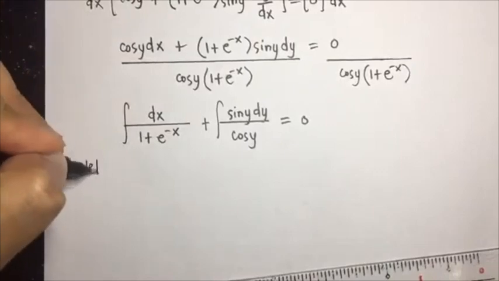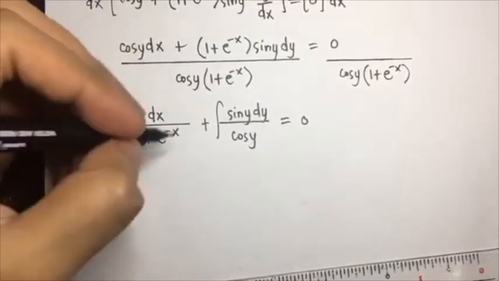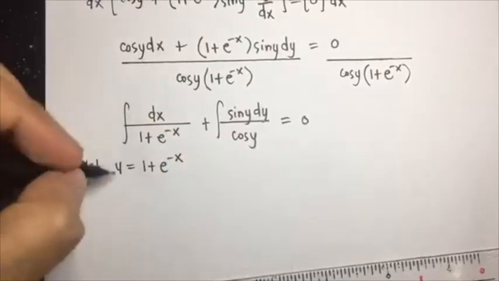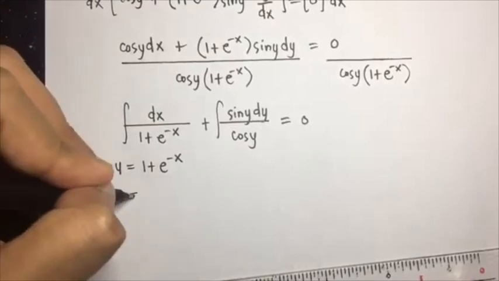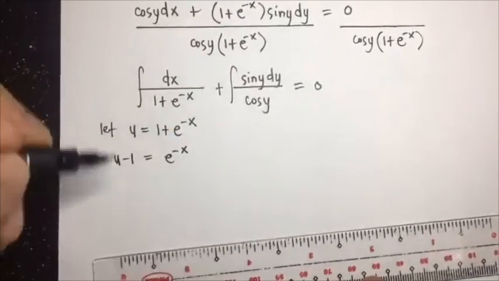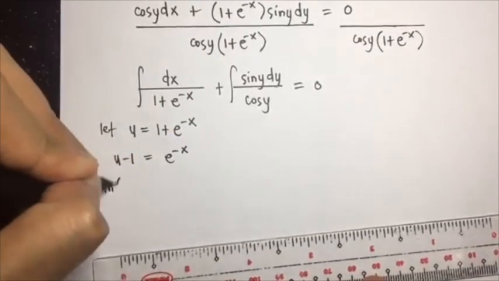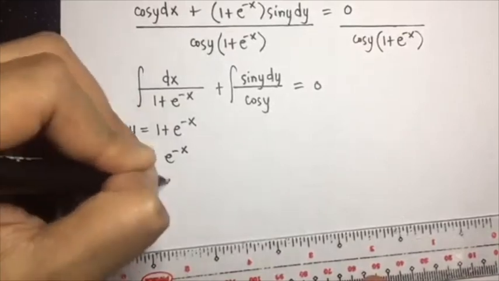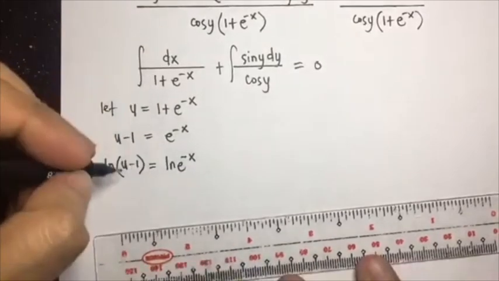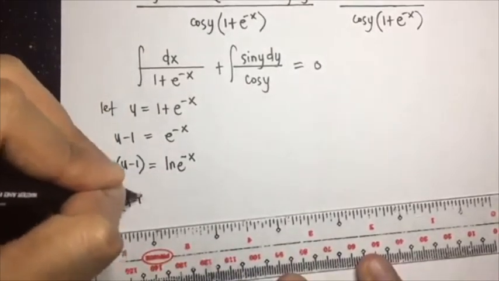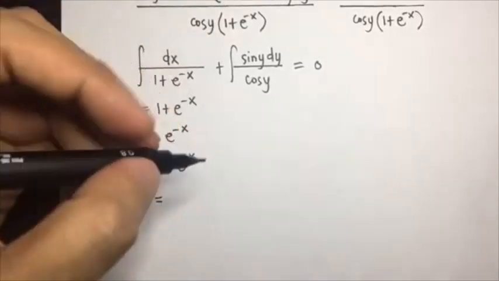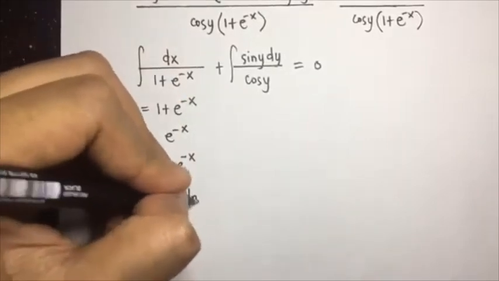So let u is equal to 1 plus e to the negative x. Transposing on the other side, we will have u minus 1 is equal to e to the negative x. And then taking the natural logarithm of both sides, we will have ln of u minus 1 is equal to ln of e raised to negative x. And then using the properties of logarithm, ln of u minus 1 is equal to, we can transfer this in the coefficient, negative x ln of e.